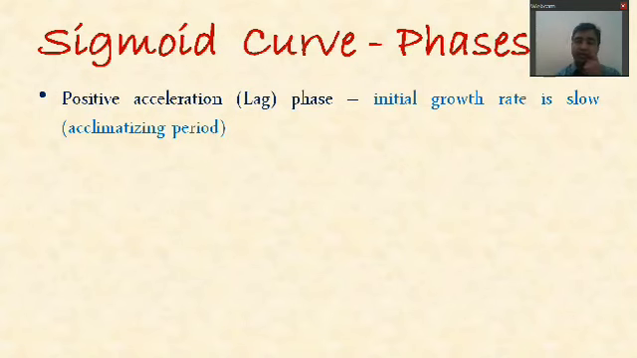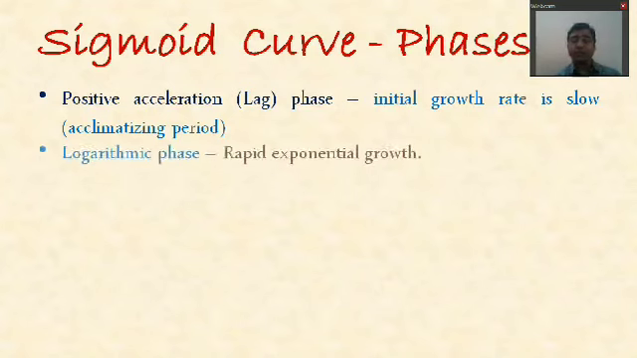Sometimes death occurs in the initial hours when we release aquarium fishes into our aquarium, because there are disturbances in their life. If those changes are very severe, death may occur. That period is called the acclimatization period, in which the growth rate is small.